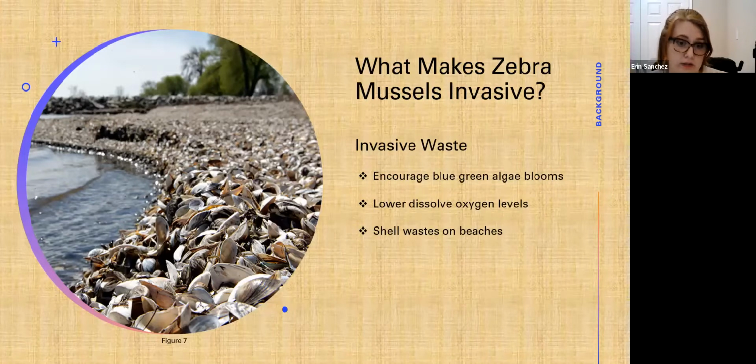Another result of a large die-off event are windrows of zebra mussel shells that wash up on shorelines of lakes. Because the shells are small and sharp, it makes the lakefronts unusable during these events.